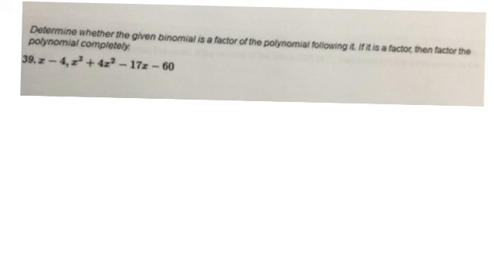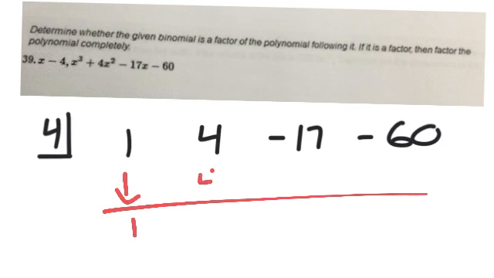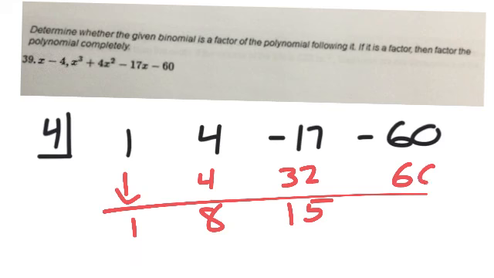To know if x minus 4 is a factor, we want to know, is the remainder 0 or not? So we could again use synthetic division because it is a binomial to the first power. And we're going to see what the remainder gives us. So 1, 4, negative 17, negative 60. Up in my box would be a 4. Remember, when it's written like this, we solve x equals 4 to know what goes in our box. To do the synthetic division, I bring down the first term. 4, 8, 32, 15, 60, 0.